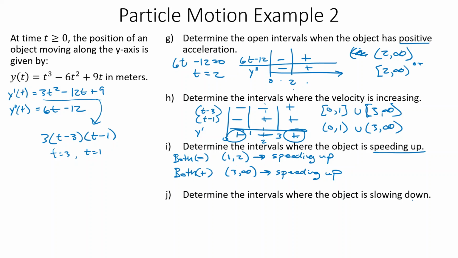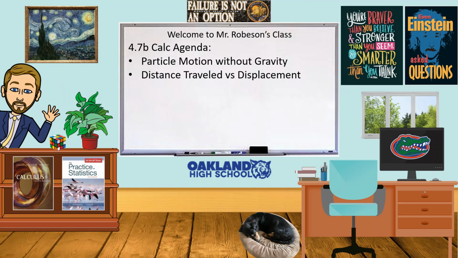Determine the interval where the object is slowing down. Well, those are the other intervals, so that's where we have different signs. So it'd be from 0 to 1 and from 2 to 3. All right, so that is a little bit of speeding up, slowing down, distance traveled, displacement, and all that sort of fun stuff.